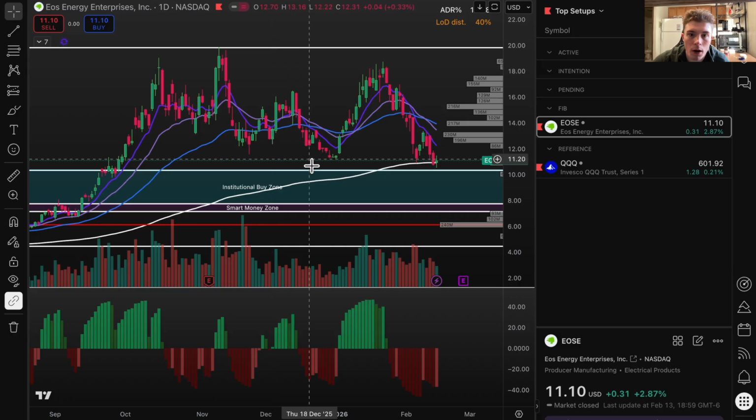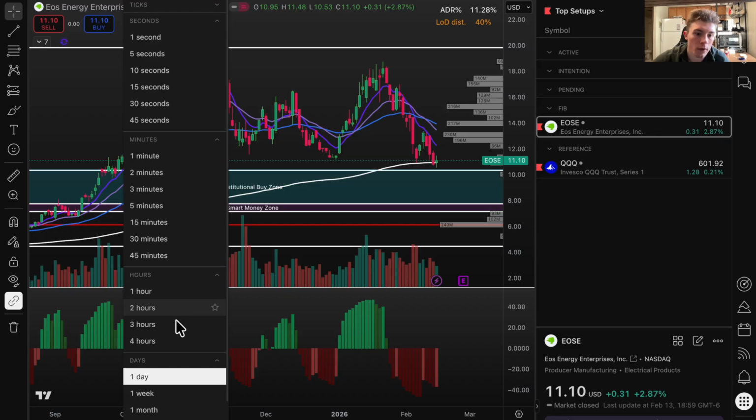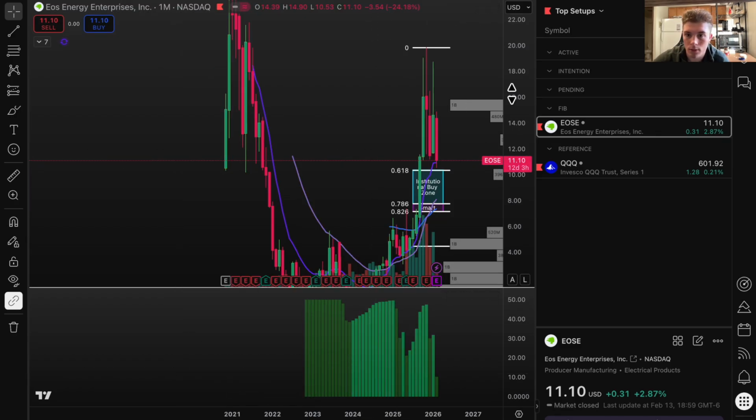Just due to this chart, we're kind of range bound here, right? So yeah, it looks good though. It's a bullish stock, energy stock. I'm bullish on energy.